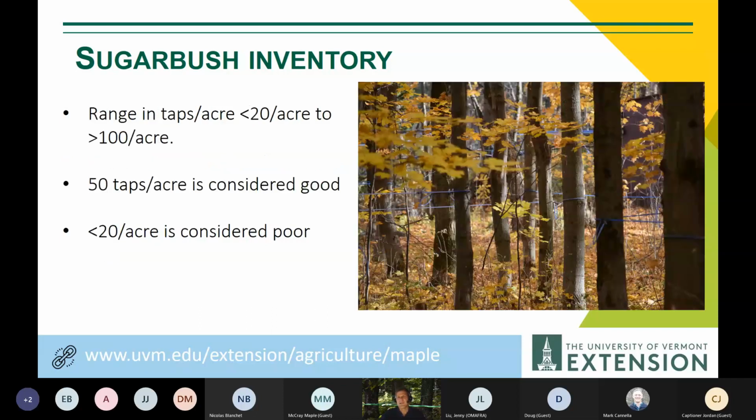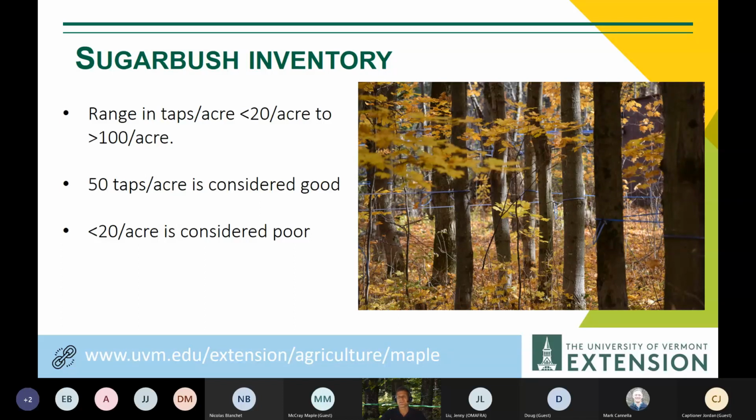There's a huge range. You can have sugarbush stands that have less than 20 taps per acre, you can have stands with more than 100, and everything in between. Generally speaking, 50 taps per acre is considered good. If you drop below 20 per acre, it's really considered not ideal. It's not enough sap production in a given growing space.